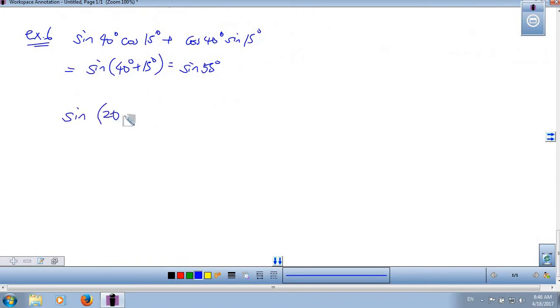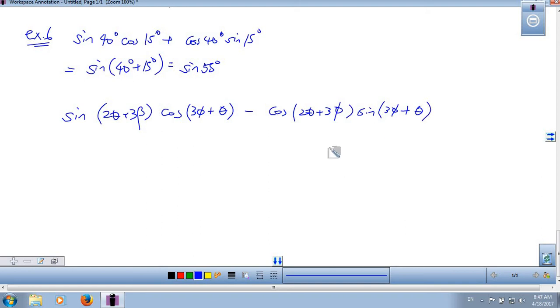So let's say we have sine of 2 theta plus 3 phi, times cosine of 3 phi plus theta, minus cosine of 2 theta plus 3 phi times sine of 3 phi plus theta. Now, on first look, you probably want to expand this, the sine, cosine, and cosine, sine. But actually, we don't want to do that because you recognize that this is an elaborate result of a sum and difference formula. The first angle is 2 theta plus 3 phi. The second angle is 3 phi plus theta.